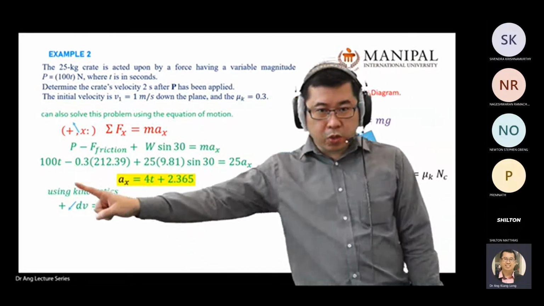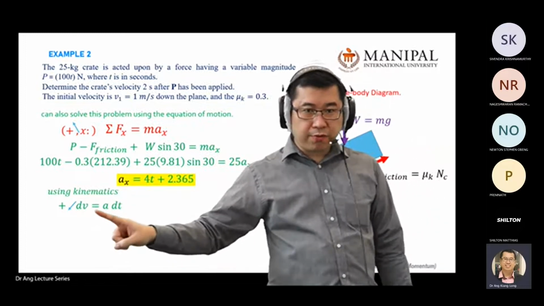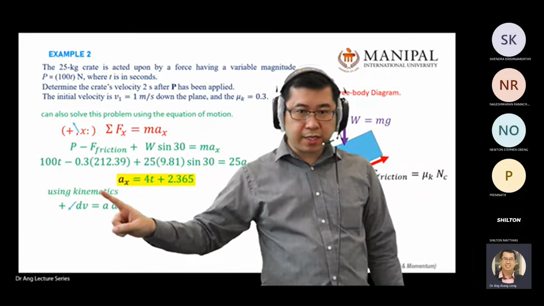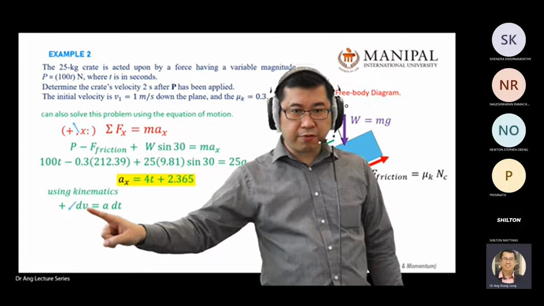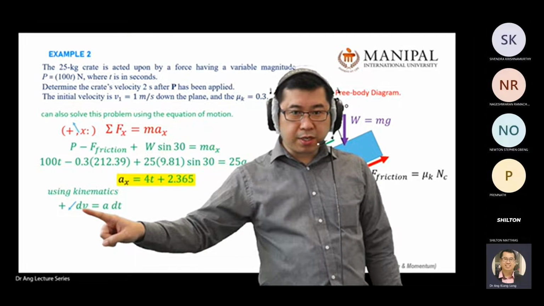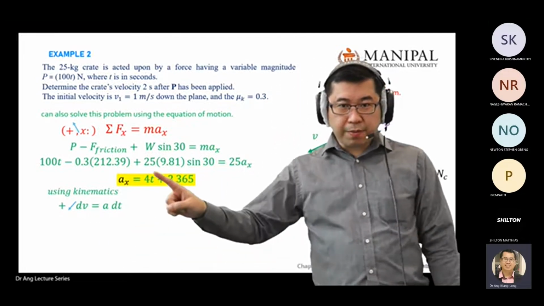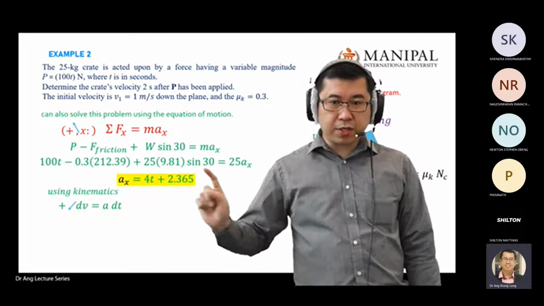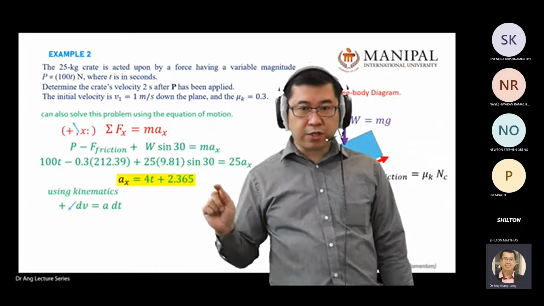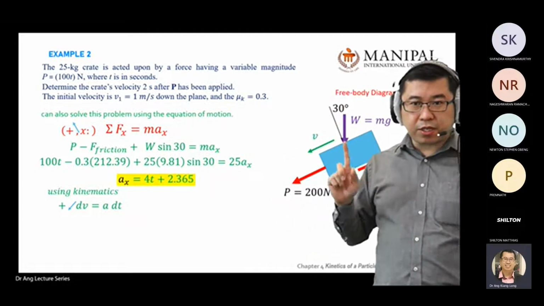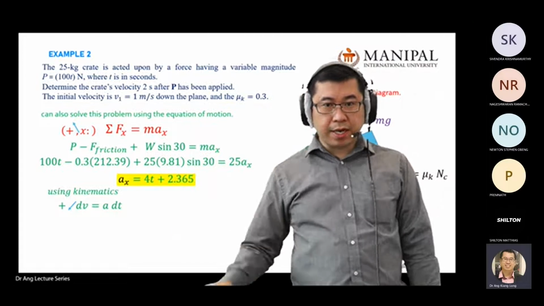And then recall the kinematics equation that we learned in chapter 2, dv equal to a dt, or a equal to dv dt. You just put the dv on the left and the dt to the right hand side. Why? Because this is the acceleration equation for this object, and we need to find what is the change of velocity from the initial until 2 seconds. Okay, this is another method.